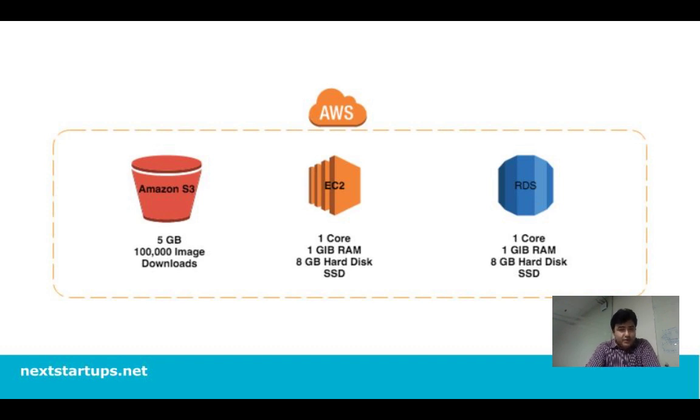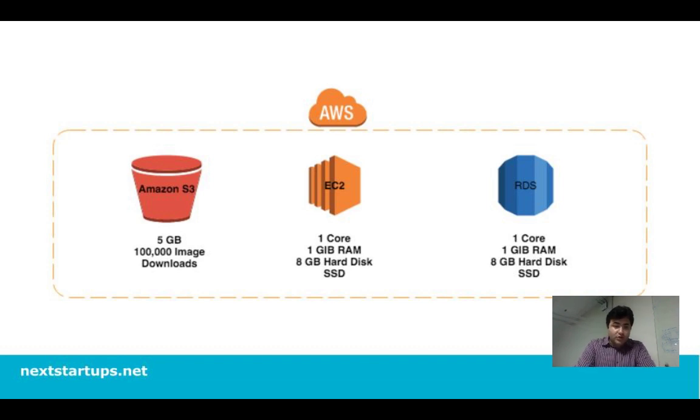So for the S3, we have a bucket of 5 GB. We are assuming that you will have an expected load of 100,000 image downloads per month. For the EC2, we are using a single core, 1 gigabyte of RAM and 8 gigabytes of SSD hard disk. And for the RDS, we are assuming that you're using 1 core, 1 gigabyte of RAM and 8 gigabytes of SSD hard disk. So let's see how many users it can support.